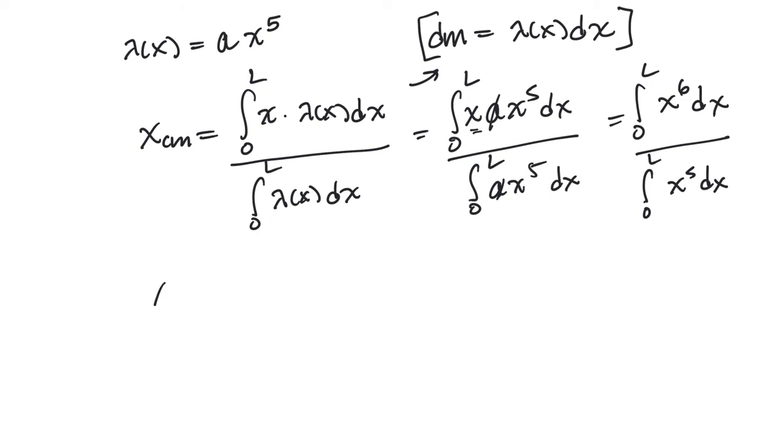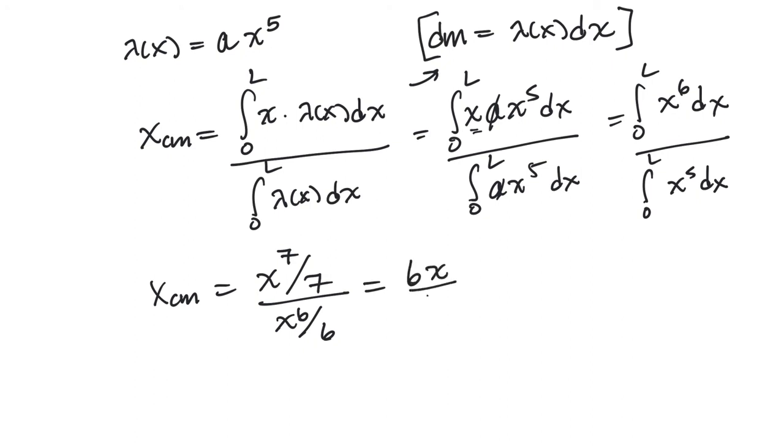When I evaluate that, I get x to the 7th over 7 divided by x to the 6th over 6, using my integral rules. And that's equal to 6x over 7, if I do my algebra, evaluated from 0 to L, my integration limits, which is 6L over 7. And that makes sense. 6/7 L is pretty far down the rod like we suspected. So I hope that was helpful. That's how you calculate the center of mass of a uniform or non-uniform rod.